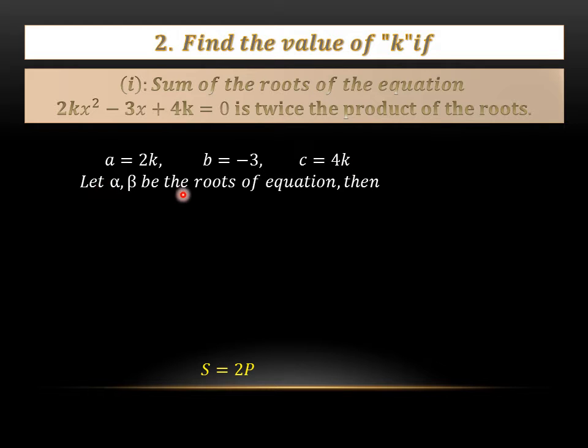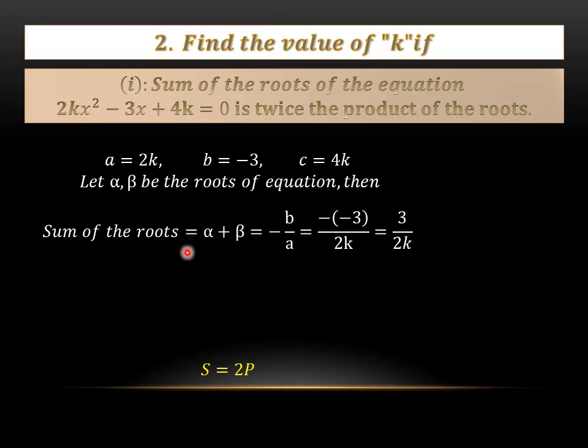Let alpha, beta be the roots of the equation. Then the sum of the roots is alpha plus beta. The formula is minus b over a. Putting the values of b, that is minus 3, and a is 2k. Minus minus will become plus, and the answer of sum of the root will be 3 by 2k.